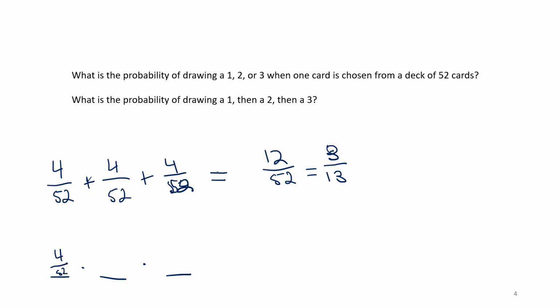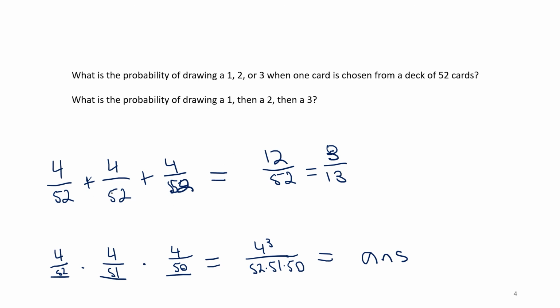And then we look, what's the probability of drawing a 2 after that 1? There are still 4 2s in the deck, but there are only 51 cards left. And then for the 3, there are 4 3s in there, but only 50 cards. And that's going to equal 4 to the third over 52 times 51 times 50. I don't need to simplify that out. You get it. Equals answer.